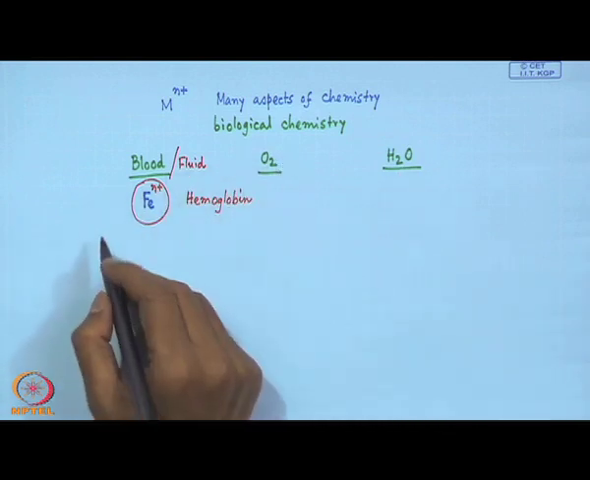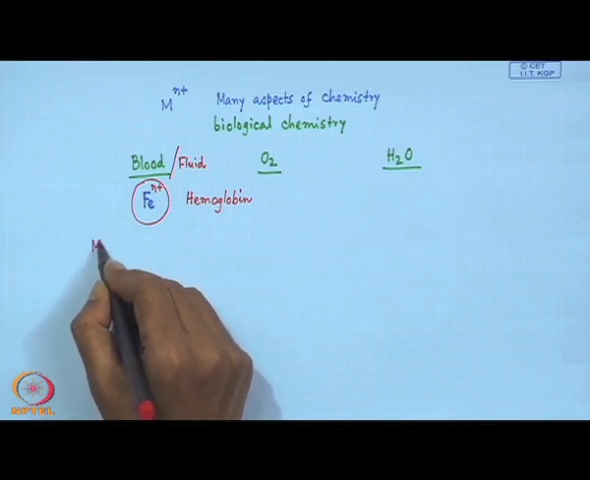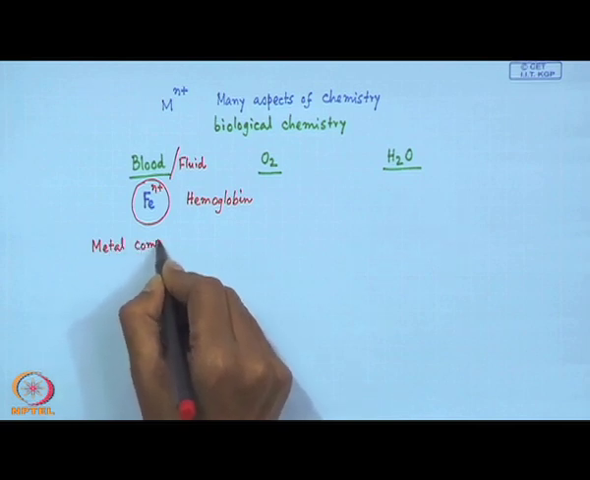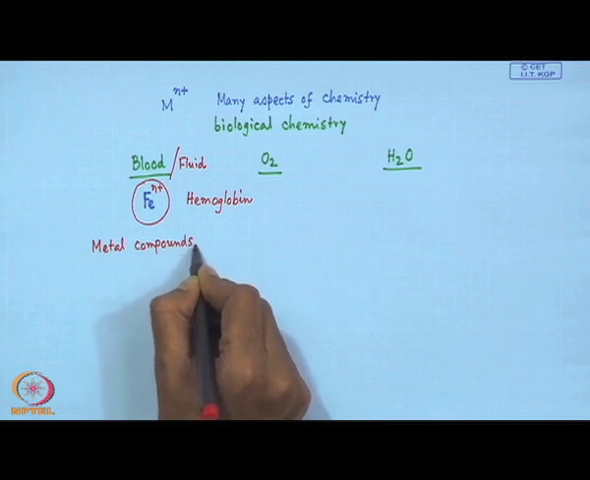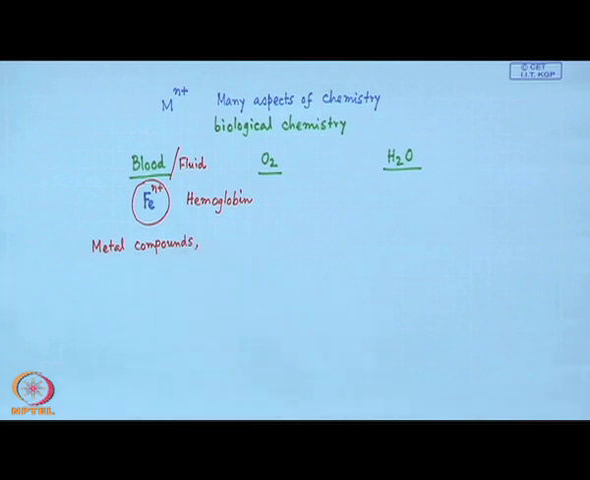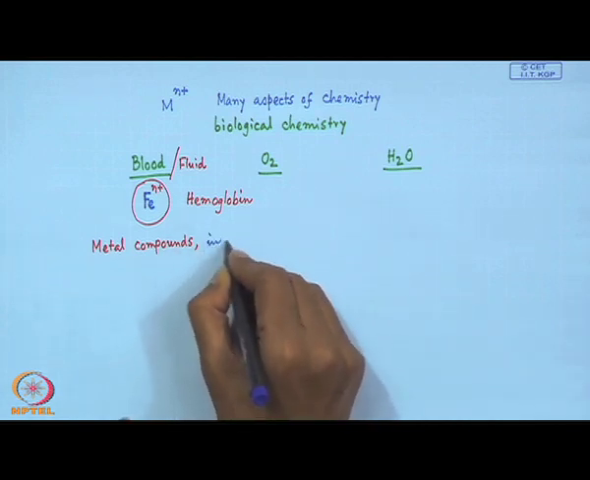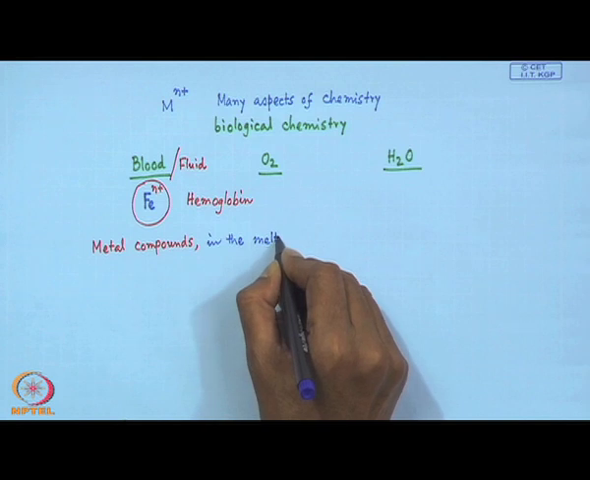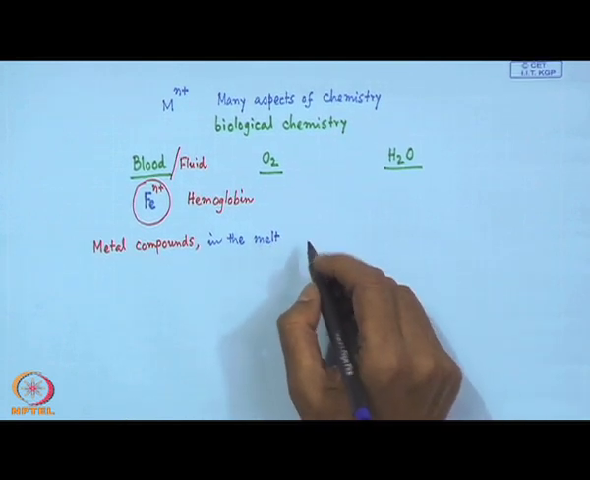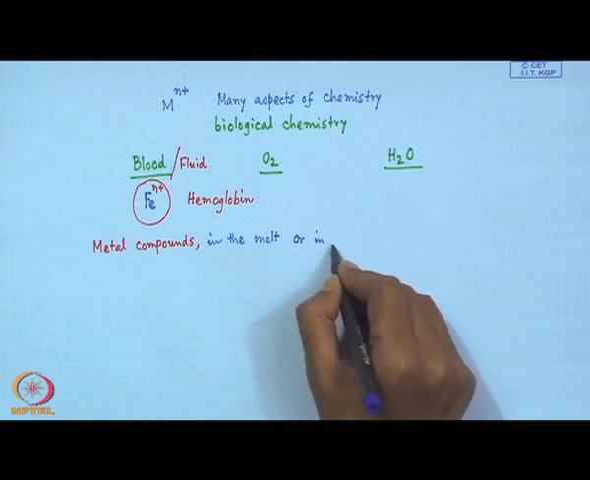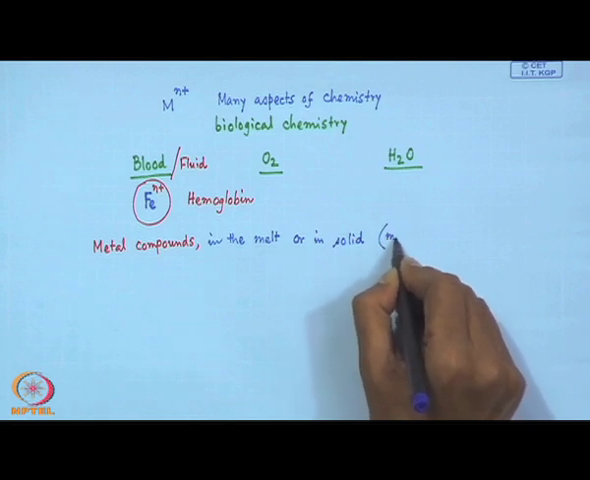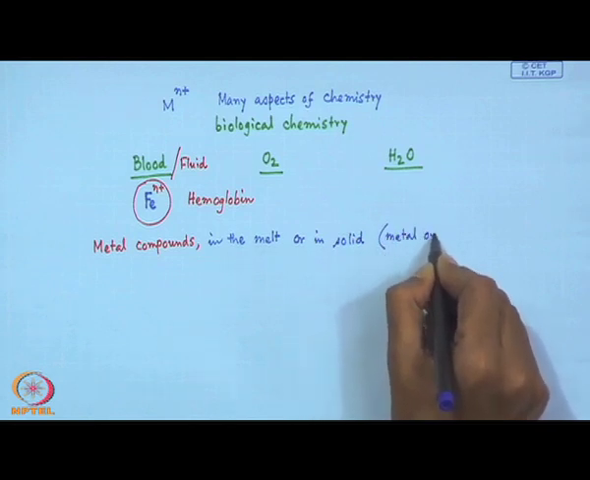So, not only the biological system, many metal compounds, whether they are present in solution or in the solid state, or the metal compounds present in the melt, that means in some molten condition, or in the solid state as the different oxides, that means the metal oxides.